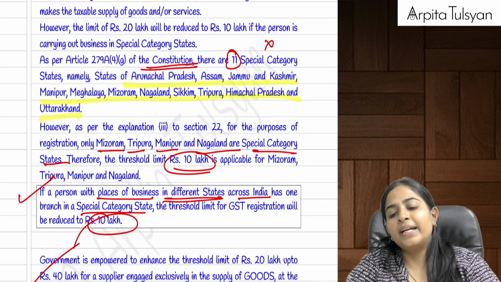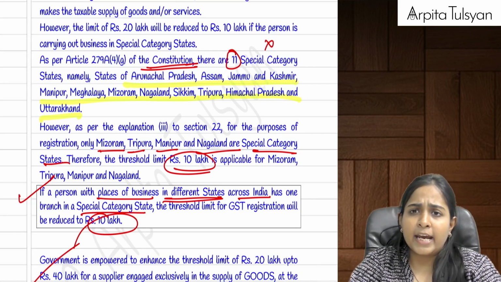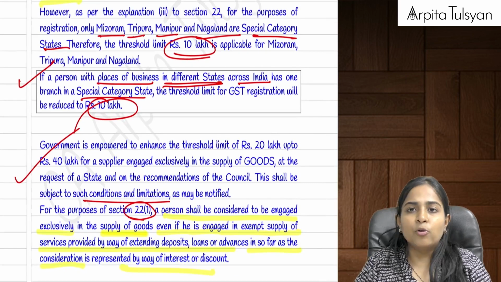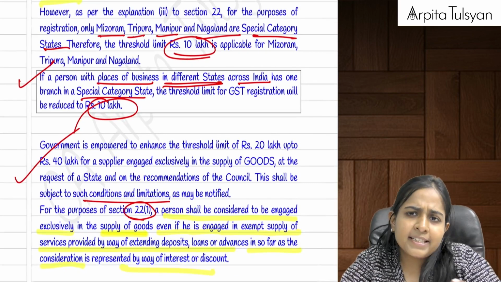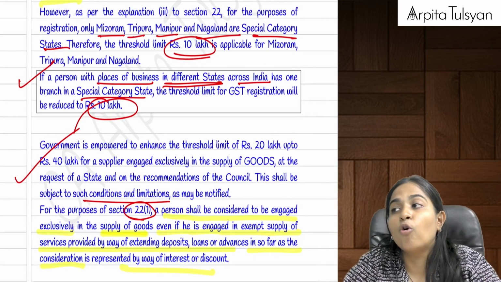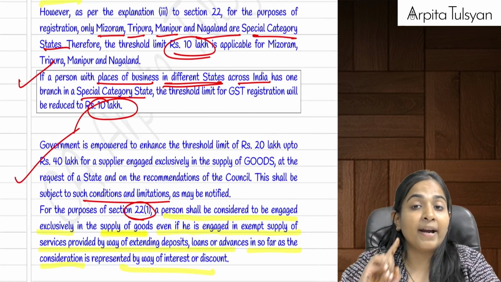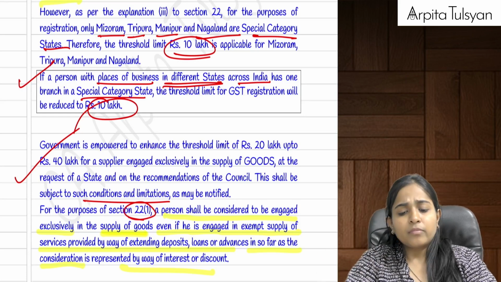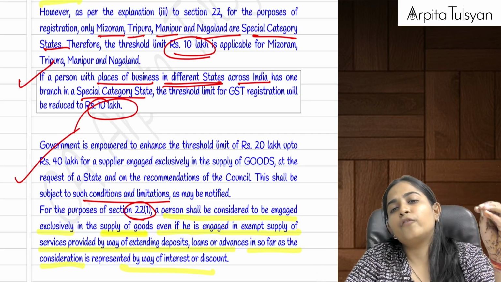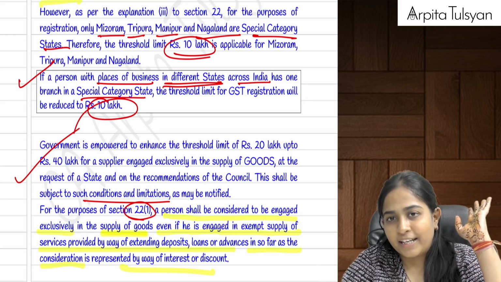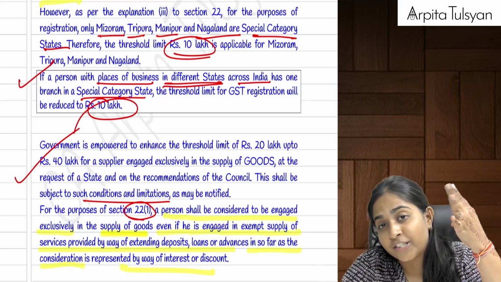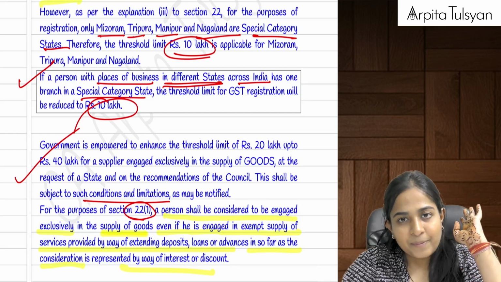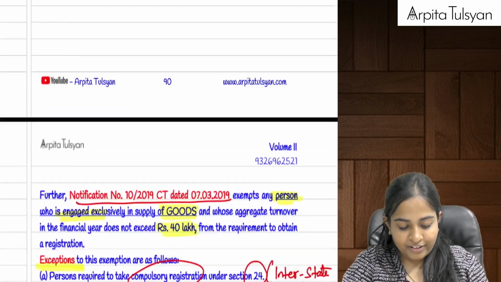Then government came up with an exemption and it said that if you're providing only goods, then instead of 20 lakhs, your limit can go up to 40 lakhs. But provided I'm providing only what? Only goods. In that case, instead of 20 lakhs, your limit will go to 40 lakhs. But if you're situated in those 4 states, the limit will still be 10 lakh rupees only. This is what we had studied.